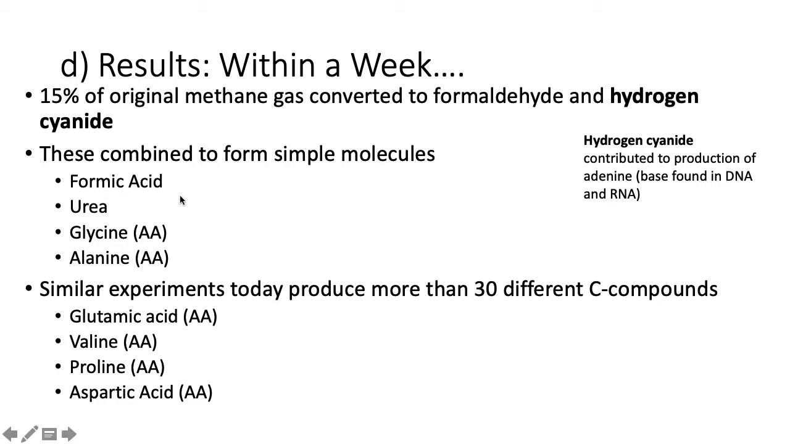like formic acid, urea, which is like a heavy nitrogen-based compound, glycine and alanine. These are amino acids, and amino acids make up proteins. Other scientists have run similar experiments, and they've produced more than 30 different carbon compounds, including glutamic acid, valine, proline, aspartic acid. These are all amino acids. And when you have amino acids, you can make proteins.